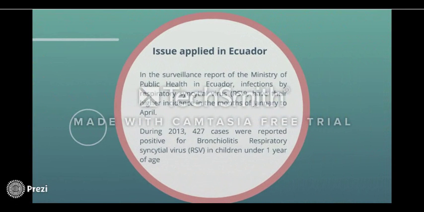In the surveillance report of the Ministry of Public Health in Ecuador, infections by respiratory syncytial virus (RSV) have their highest incidence in the months of January to April. During 2013, 427 cases were reported positive for bronchiolitis by respiratory syncytial virus in children under 1 year of age.